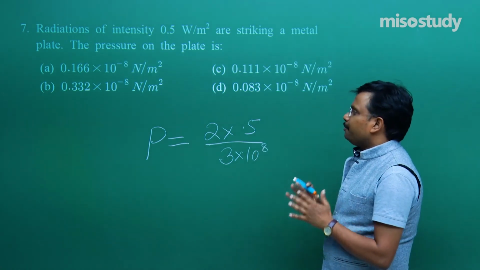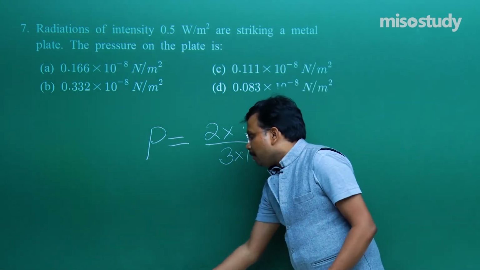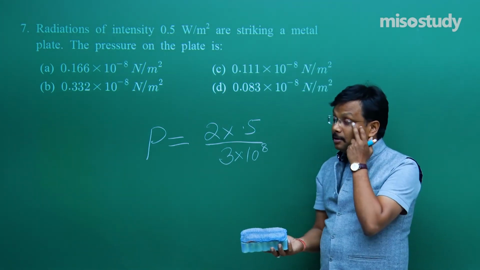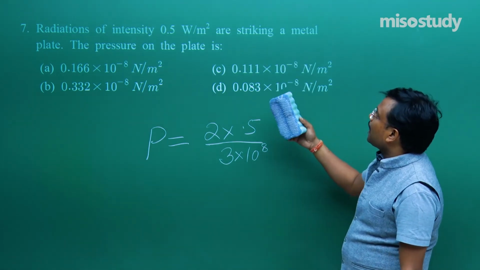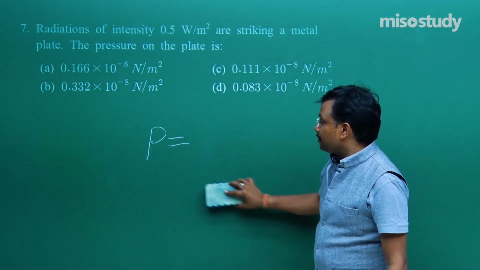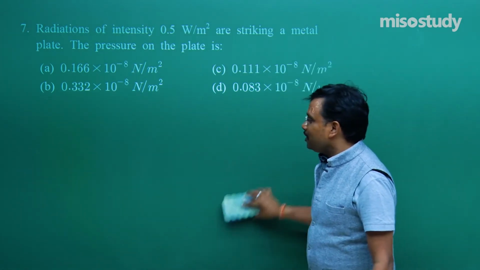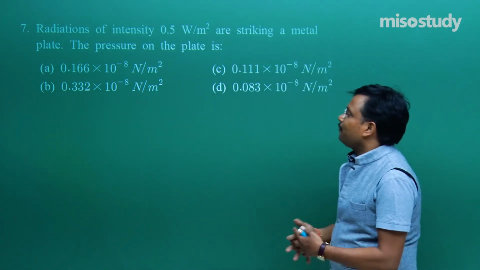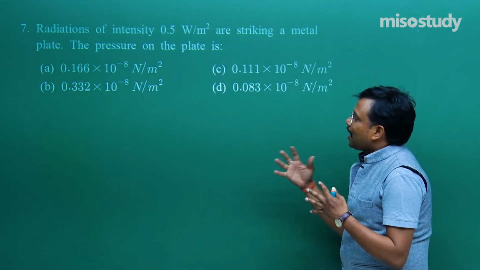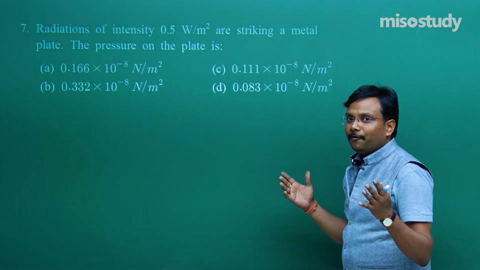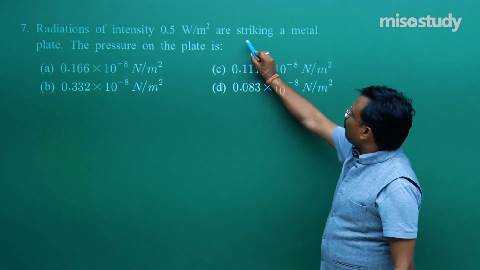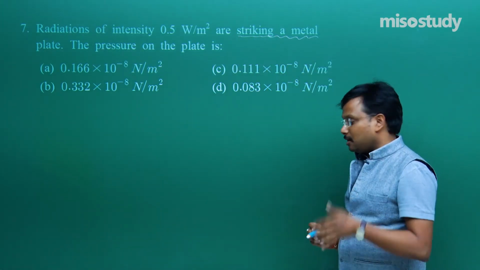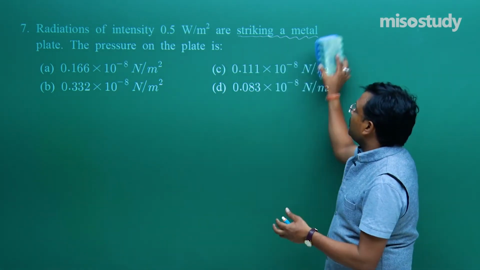Now the calculation is simple in this problem, but this concept, whether we should use I by C or 2I by C, may create some confusion. That's why I mentioned that in physics sometimes so many things are hidden in between the lines. So you have to follow this approach of what exactly is mentioned and what exactly is the meaning of that particular sentence. Just because it is striking a metal, I am considering reflection. I hope you can understand why exactly it is important.